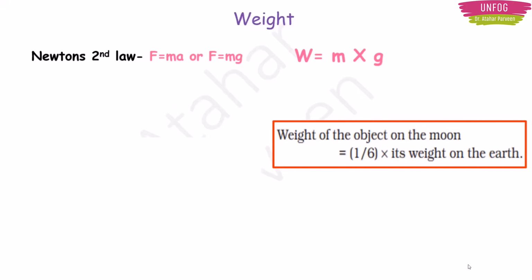One more thing which you have to remember is that the weight of an object on the moon is 1/6 times its weight on the earth. So if an object is on earth, say it is some 600 kg, then if that same object is on the moon, it will become 600 upon 6, it will become 100 kg. Okay. So a question may be asked based on this also.